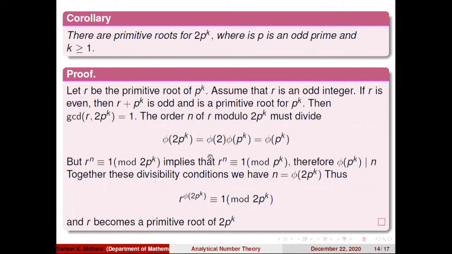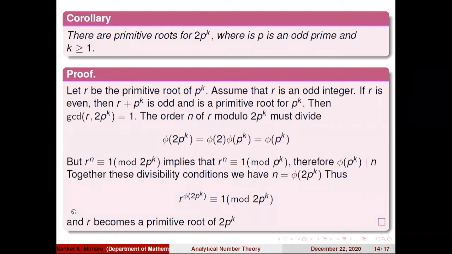But phi of 2 equals what? As 2 is prime, phi of 2 is 2 minus 1, that is 1. So 1 times phi of p^k is equal to phi of p^k. So phi of 2 times p to the power k is the same as phi of p to the power k. So n should divide phi of p^k.